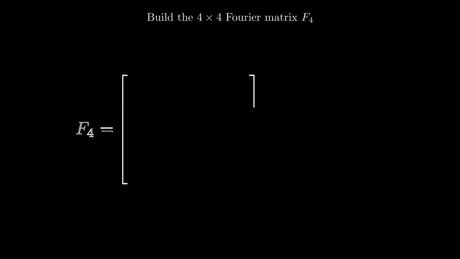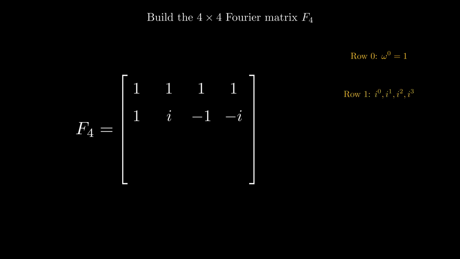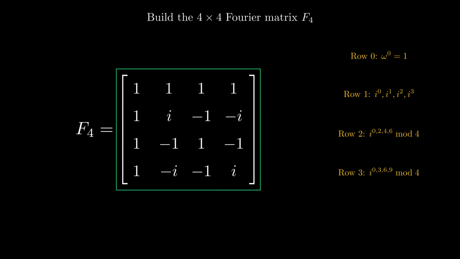Let's fill in all 16 entries of the 4x4 Fourier matrix. Row 0 is 1, 1, 1, 1. Every entry is omega to the 0. Row 1 is 1, i, -1, -i. The powers of i from 0 up to 3. Row 2 is 1, -1, 1, -1. These come from i to the 0, i squared, i to the 4th, and i to the 6th, all reduced modulo 4. Row 3 is 1, -i, -1, i, the powers 0, 3, 6, 9 reduced around the cycle. There it is, F sub 4.